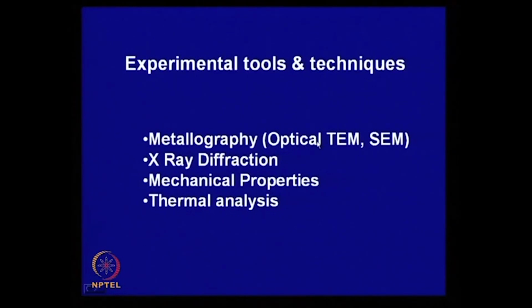There is the optical microscope, the transmission electron microscope, and the scanning electron microscope. We will look at the main features of each of these. Then we will learn about X-ray diffraction. This is the technique by which you find out the lattice parameter of crystals. We will know about a number of mechanical properties. It is the mechanical properties which are most sensitive to the microstructure of the material, and there are a number of mechanical properties of great importance, and we will look at some of these.